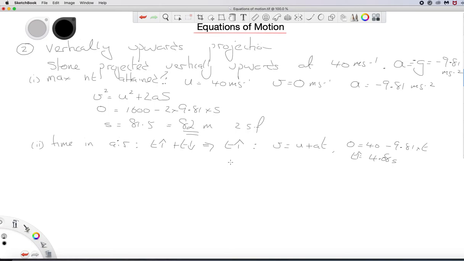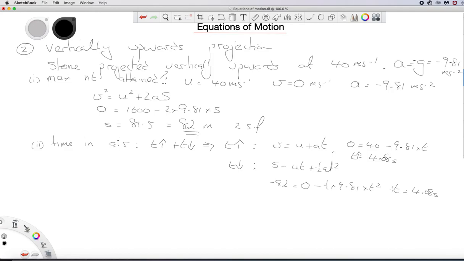So time on the way down then, well, what do we know? We know our initial velocity, it will start at 0 meters per second. We know it will travel 82 meters. So if we said S equals UT plus a half AT squared, now, this is displacement. And we said up was positive and this is coming down. So that's minus 82. U, of course, starts off at zero at the top. Minus a half by 9.81 times t squared. And that then gives us a t of 4.08 seconds, which is no coincidence. The time on the way up and the time on the way down, they're going to be the same.